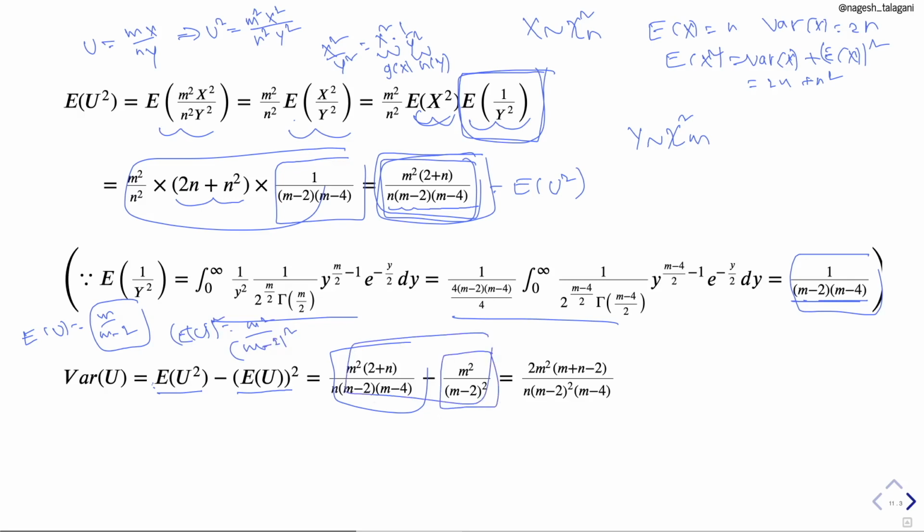This whole thing gets simplified to 2m square times m plus n minus 2 by n times m minus 2 whole square times m minus 4. So this is the variance of u, where u follows the f distribution with n and m degrees of freedom. Okay, fine.